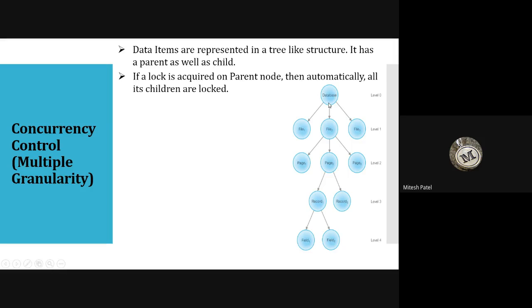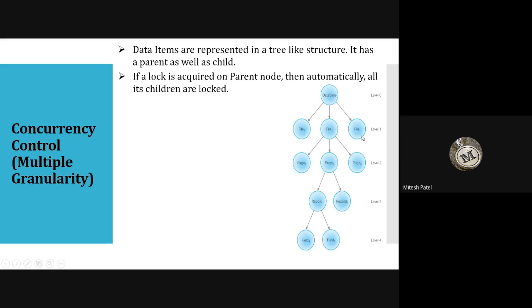Again, I am repeating. If a lock is acquired on a parent node, suppose we put a lock on the database at level 0, then automatically all its children are locked. Who will be the children of the database? File 1, file 2, and file 3.